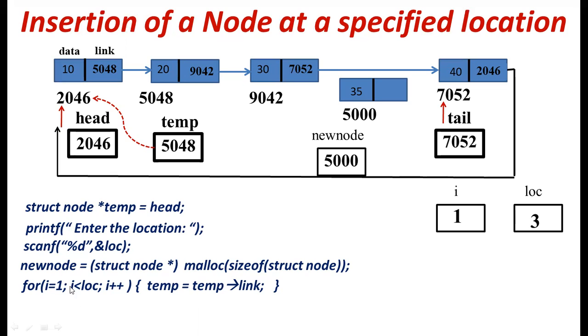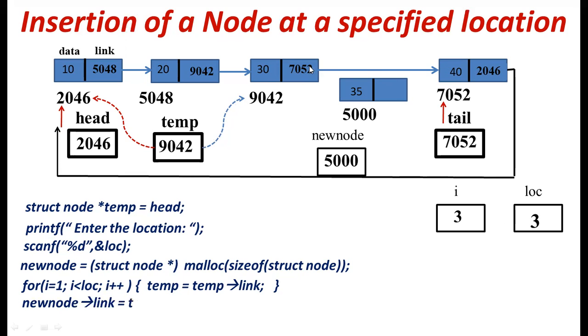Now again i plus plus. Now my i becomes 2. 2 is less than 3. So again we enter into temp to link. 5048 to link is 9042. So 9042 will be stored here. Now again i plus plus. i value will become 3. 3 less than 3, condition is false. So we come out of this loop. By the time we come out of the loop, my temp is pointing to this particular location at the address 9042.